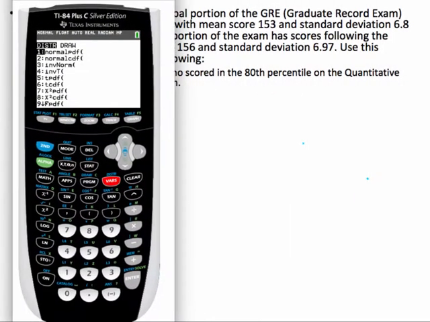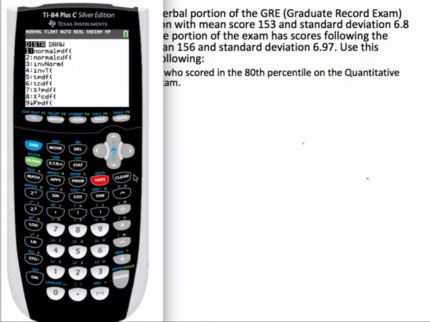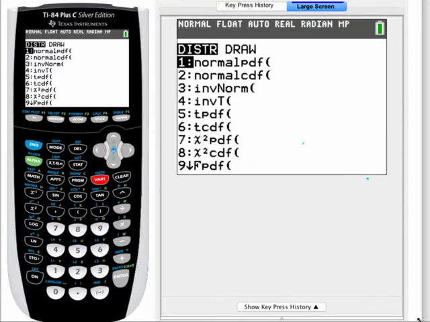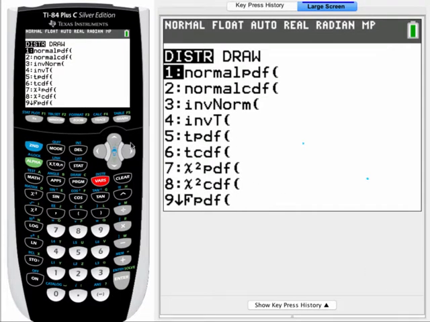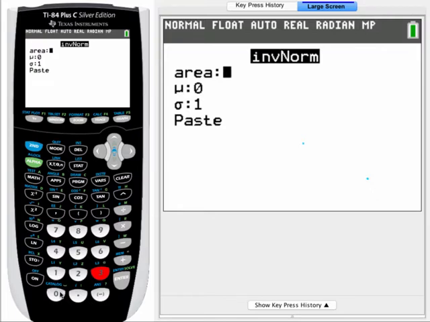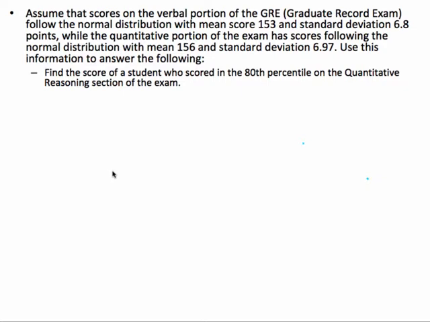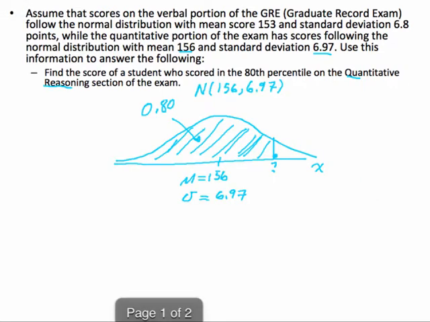So let me put it over here so we can make the screen a little bigger for you. Widen things up just a smidge there. There we go. If we grab option number 3 here, inverse norm, the area that we have is 0.8. And then we need to know what was the mean and the standard deviation. A quick reference back here. Let's go back and take a look at our slide. The mean for the quantitative was 156 and the standard deviation was 6.97, right?